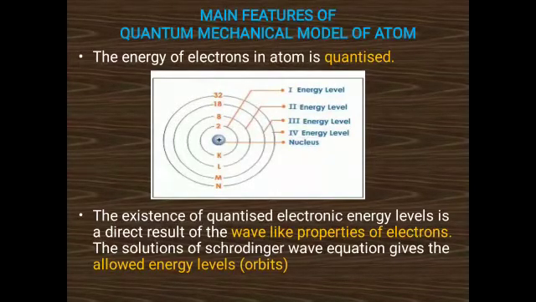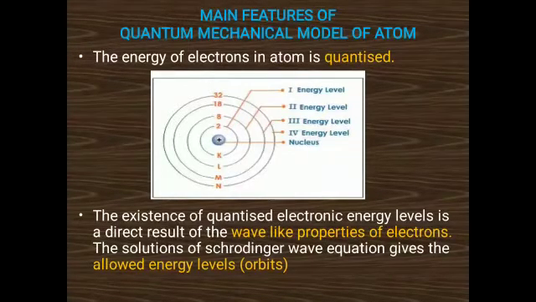We know very well that around the nucleus several orbits are there. First orbit, second orbit, third orbit, fourth orbit. That is represented as K shell, L shell, M shell, N shell. And each and every orbit has a certain number of electrons, a fixed number of electrons. And those electrons will have fixed energies present in them. That is called quantized.